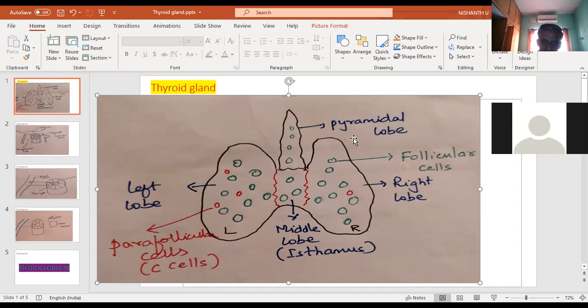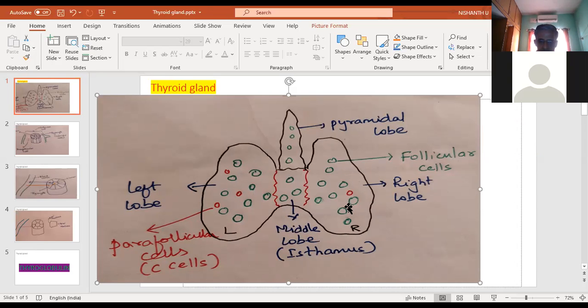Now just go through this diagram. This thyroid gland is present just below the neck. If you carefully observe this diagram, this part is the left lobe and this part is the right lobe. The left lobe and right lobe are connected with the middle lobe. We call this middle lobe the isthmus.